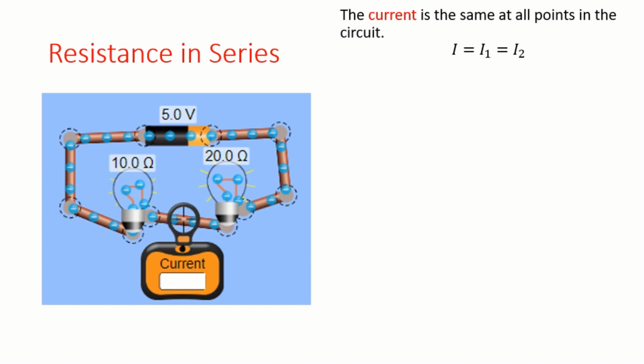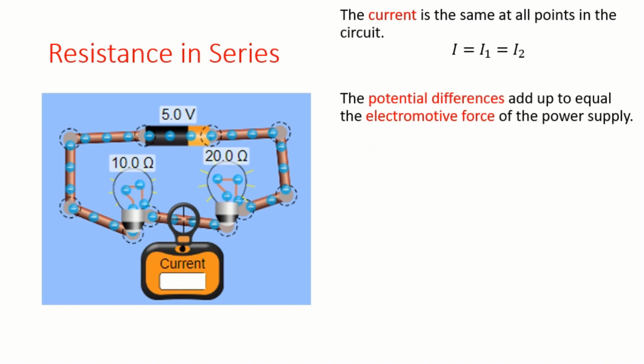Now, sometimes we write this way: I is equal to I1, I2. Just to explain these symbols, I is the current drawn from the battery. I1 would be the current through one of those lamps. So let's say the first one is I1 and the second one I2. So basically we're saying here that the current measured anywhere in the circuit is the same.